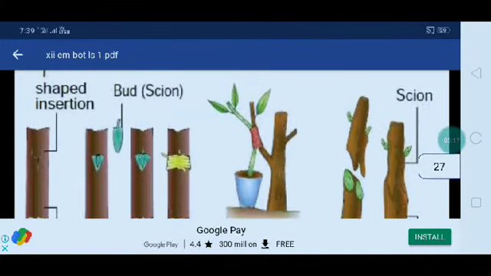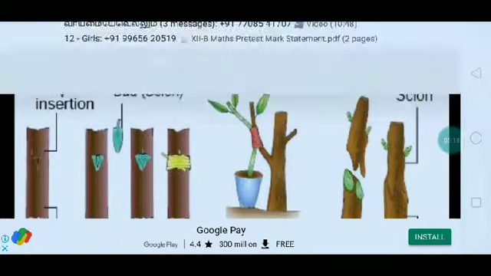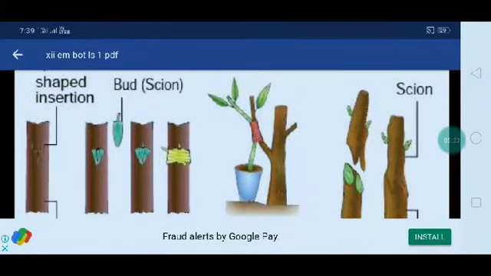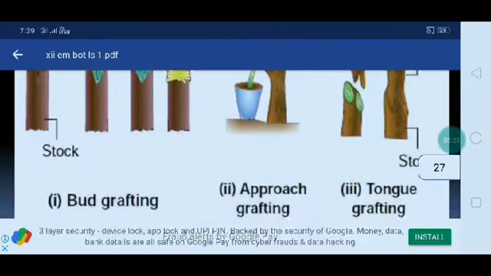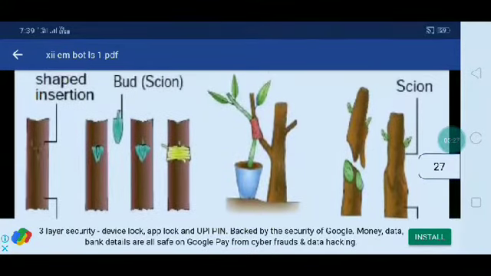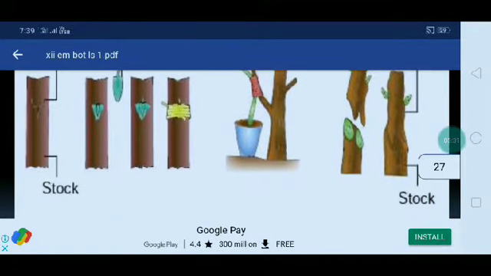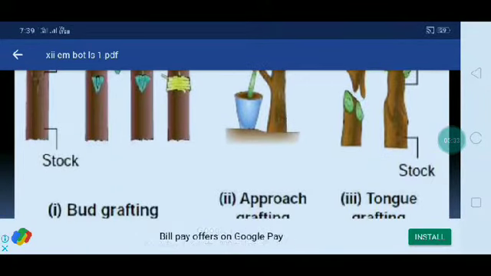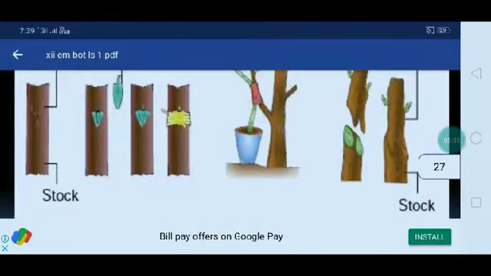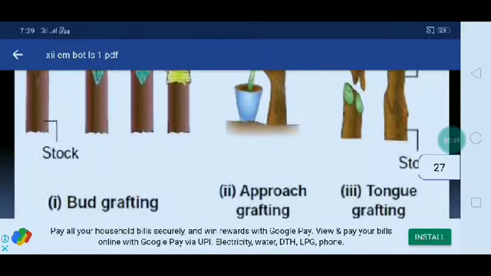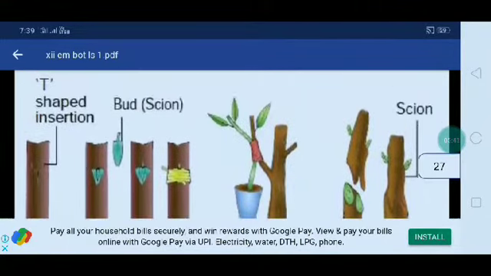Okay, here you can see the grafting techniques. First one is the T-shaped insertion, it will occur. Then bud insertion, it will occur in this first one. Then approach grafting, here there is another branch, it will be attached with this branch, that is called approach grafting. In tongue grafting, you can see the diagram of what type of approach it will present in this grafting. Tongue grafting is there.